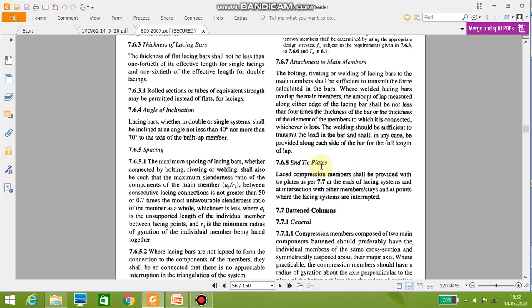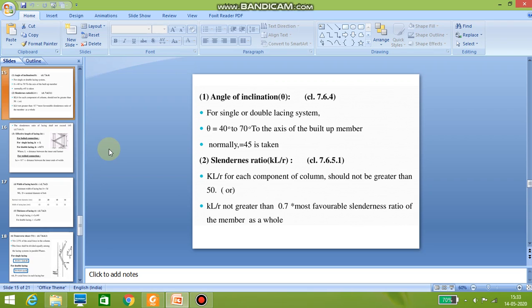Usually the end tie plates are designed similar to the battens. 7.6.8 is the clause number. You can go through all these clauses when you have time. Please refer to the code book. We will summarize that in the form of a presentation.